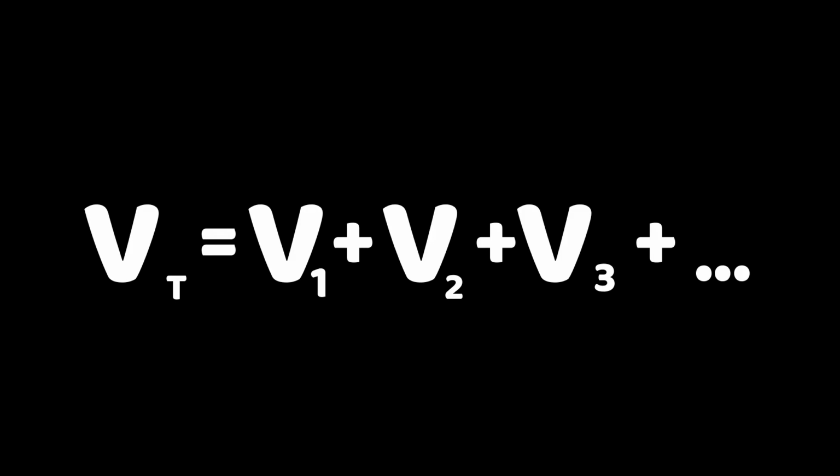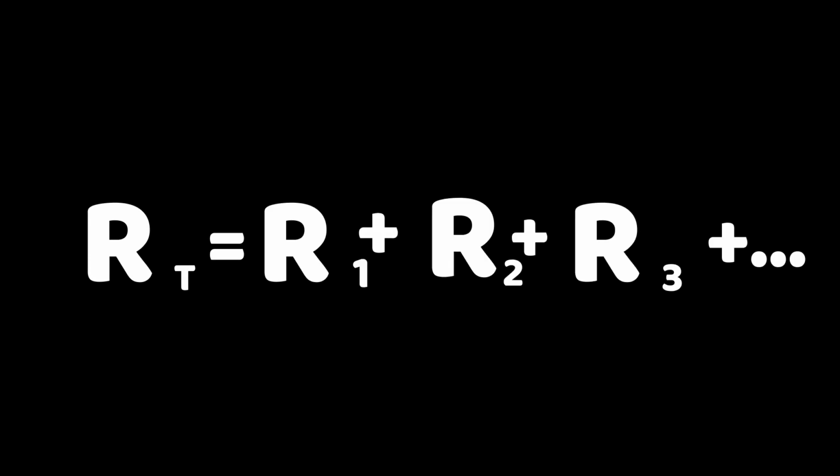The first law states that the current passing through each resistor is the same as the current passing through the combination, or the total intensity or current is equal to I sub 1 equals I sub 2 equals I sub 3. The second law states that the sum of the voltages across the different resistances is equal to the voltage across the whole combination, or total voltage is equal to V sub 1 plus V sub 2 plus V sub 3 and so on. The third law states that the total resistance of the combination is equal to the sum of the separate resistances, or the total resistance is equal to R sub 1 plus R sub 2 plus R sub 3 and so on.